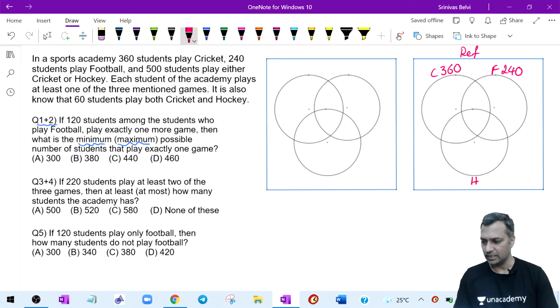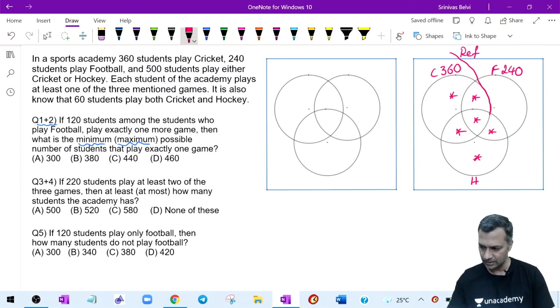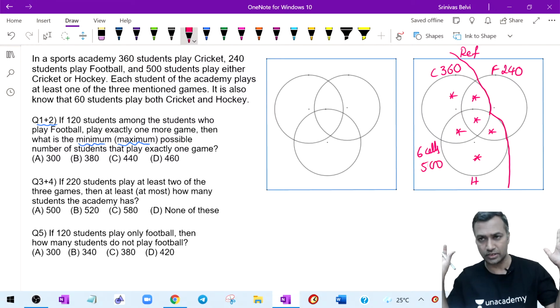Now listen carefully. What is this 500? This star, this star, this star, this star, this star, and this star. All this put together is 500. Let me put it like this. All these six cells, I'm writing it here. The value of these six cells is 500. Non-negotiable number. That's what the author is trying to say.